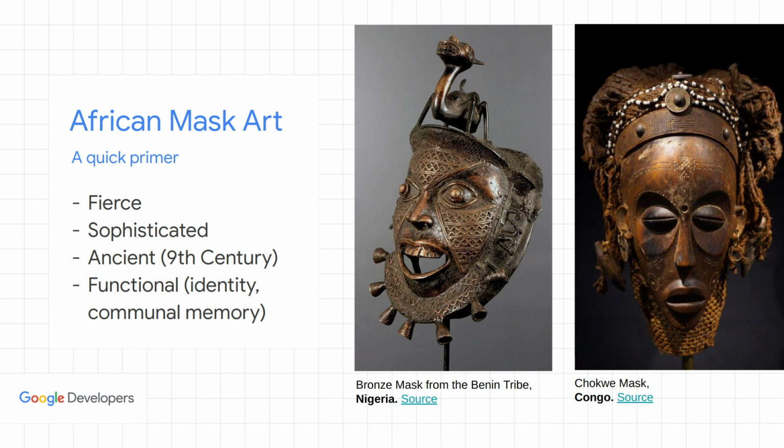The second thing you notice about them is they're pretty sophisticated, and you'll see them in a range of materials from wood, clay, bronze, and iron, and they typically have these really interesting, complex patterns on them. The third thing is that they're surprisingly ancient, and archaeological excavations and research show that many of these masks date as far back as the 9th century BC, which is pretty interesting.